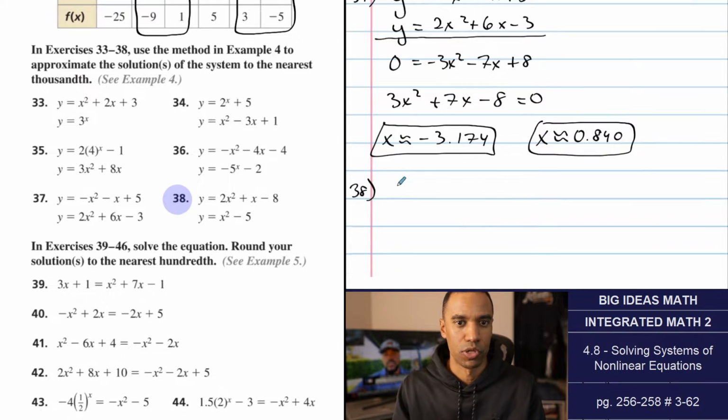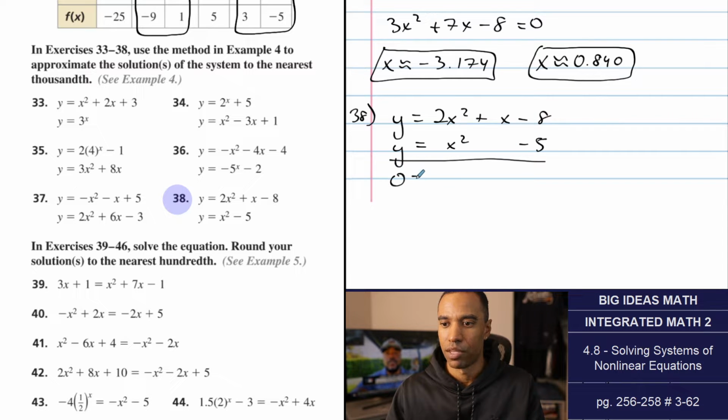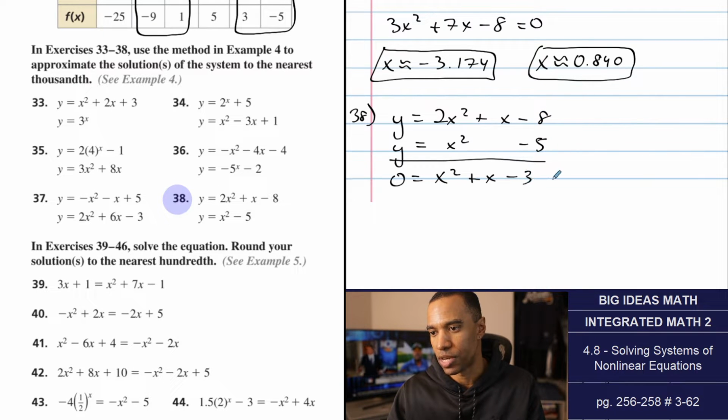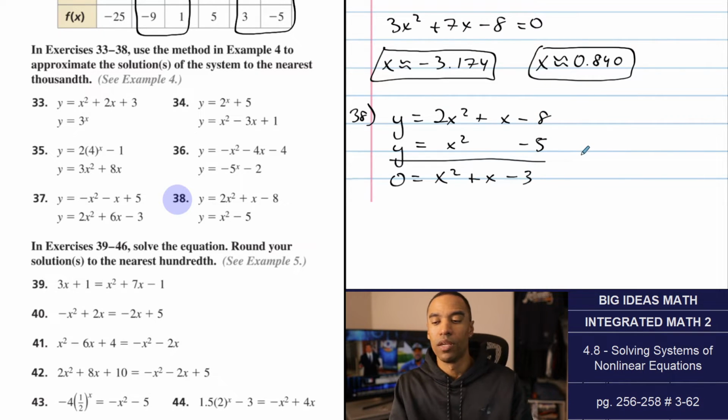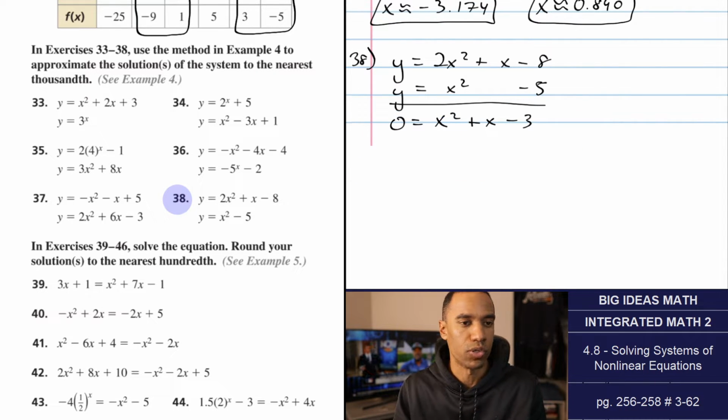I think as we did substitution now quite a few times, let's go back to elimination again. Y equals 2x squared plus x minus 8, and y equals x squared minus 5. If we do elimination again, 0 equals 2x squared minus x squared is x squared. We've got a plus x there. -8 minus -5 is -8 plus 5, which is -3. It's not factorable, so this is one where I'm going to work that out. There should be two solutions again.